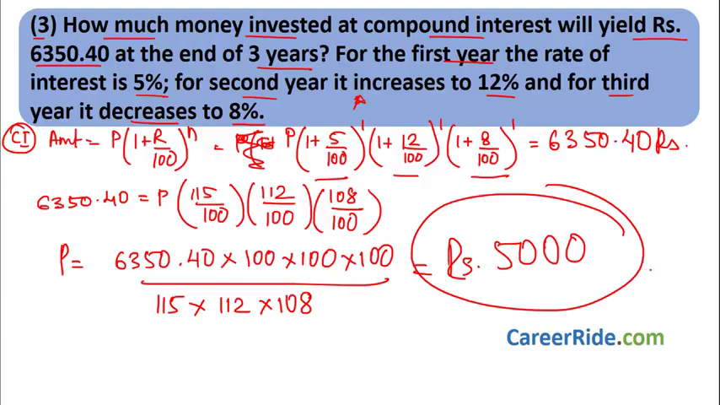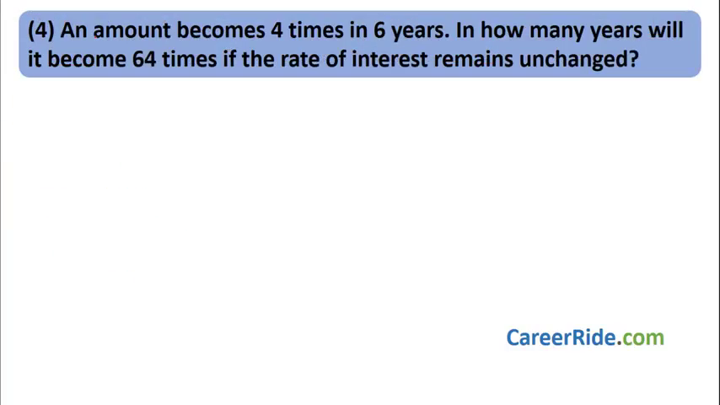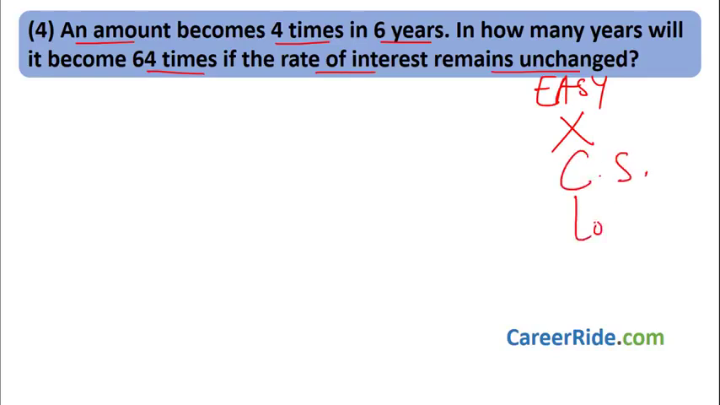Moving to question number 4. An amount becomes 4 times in 6 years. In how many years will it become 64 times if the rate of interest remains unchanged? Extremely easy sum, no formula is needed, okay, just common sense and logic is needed. Let's see how. First, let the sum be A rupees, okay.